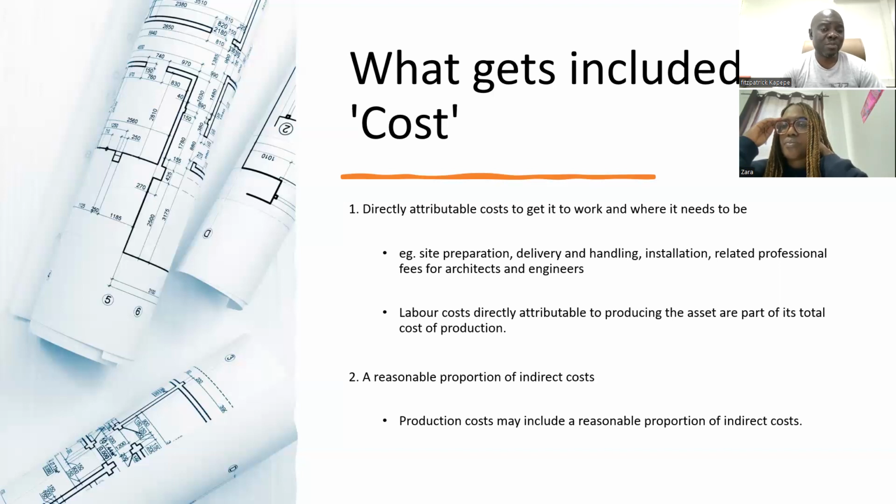Then you also have a reasonable proportion of indirect costs, which you allocate to this product. Obviously, there could be different costing methods that one would use. One of them would be absorption costing. So you may include those indirect costs. These are overheads.